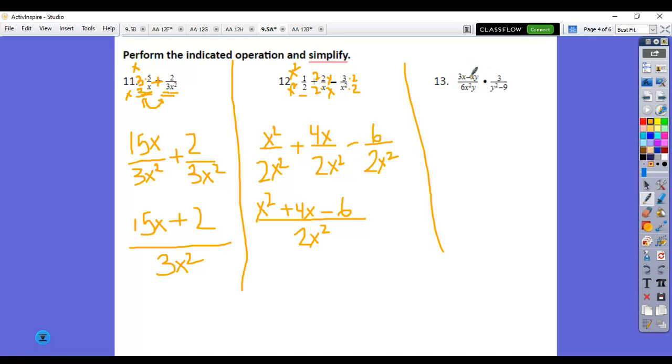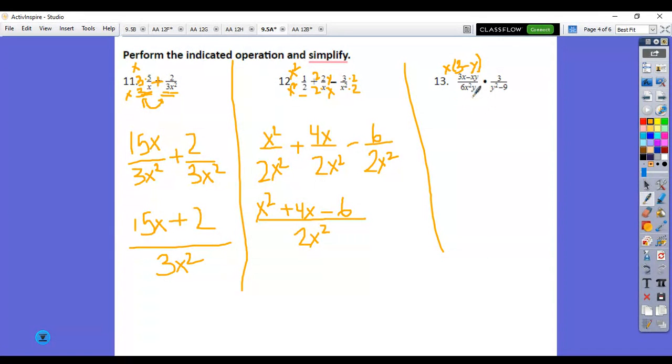So in the numerator here, it has a minus sign, so I need to either look for a GCF or I need 2 parentheses. If it has a minus sign, look for the GCF first. There's a GCF of x, so divide out the x. If I take an x away, what am I left with? 3 minus y.